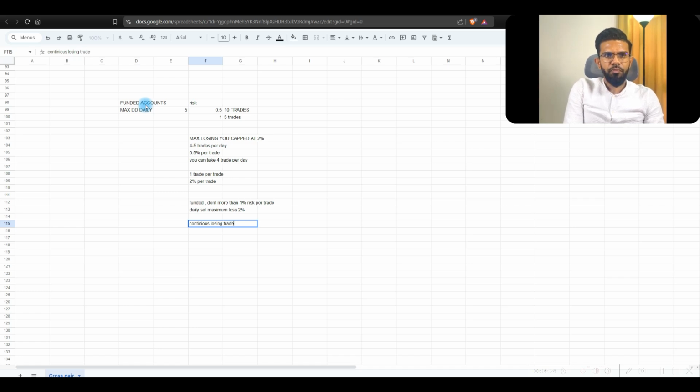Losing trades, I say, how many times do you continuously lose trades? Is it going to be 10 times? If 10 times you cannot risk 1%, then your account will be violated. Is it 5 times? Or is it 20 times? Or is it 3 times? So you need to know how many times continuously you lose before you get your next win.